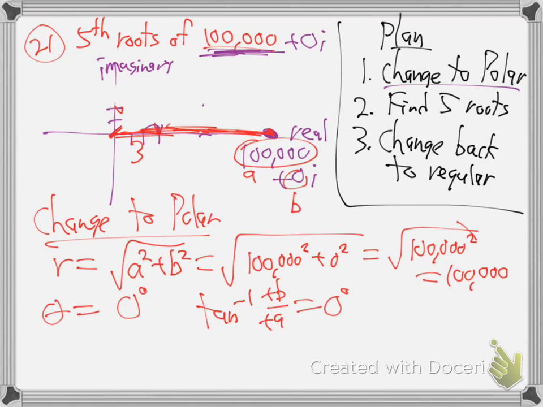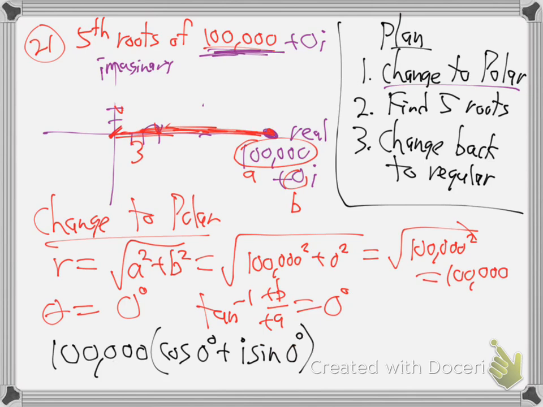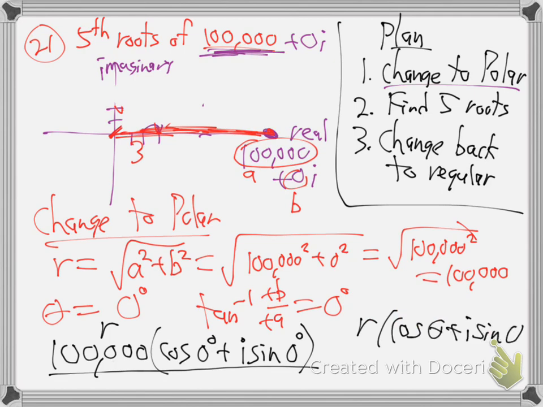It's a line segment from geometry. That'd be a line segment. So when we do it in polar form, it would look like 100,000 cosine 0 plus i sine 0. Because remember, you put the magnitude, the r, in the front, times the cosine of 0 degrees plus i sine 0 degrees. Remember how you write them in polar form? You always put the r in the front. You always put r cosine of the angle plus i sine of the angle.